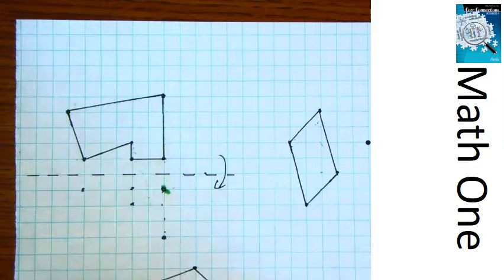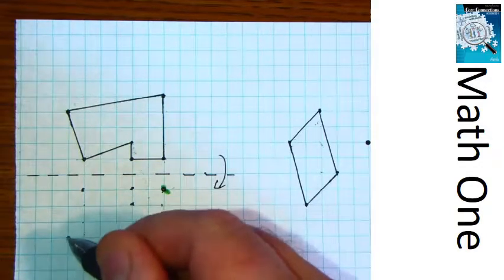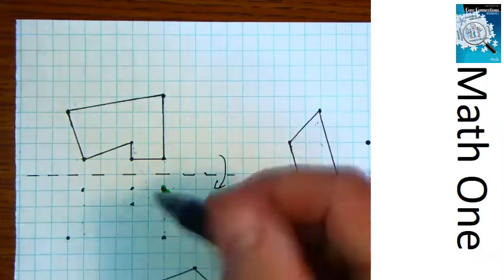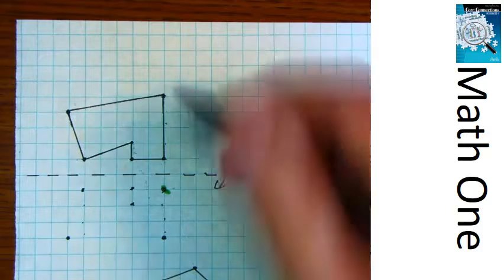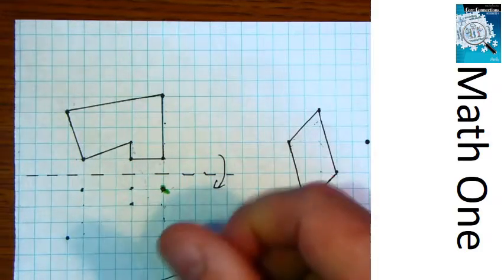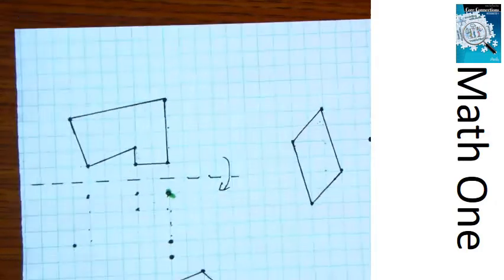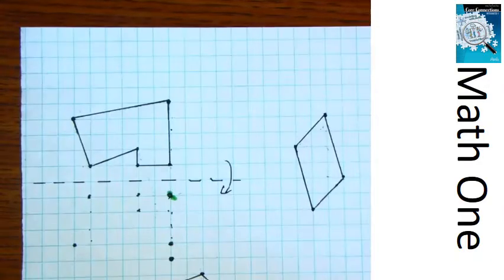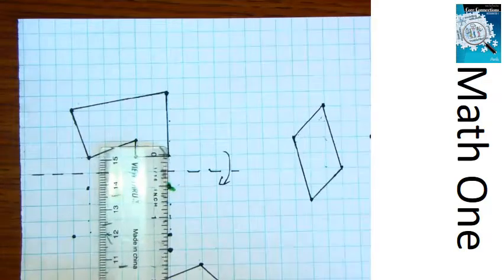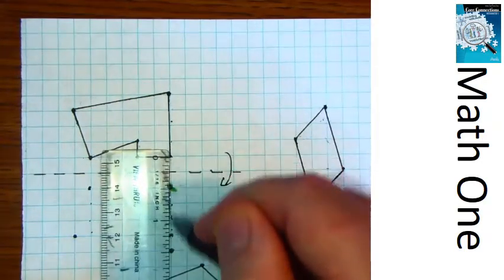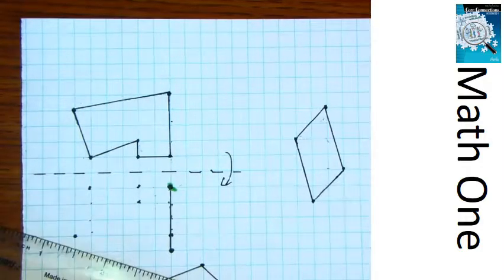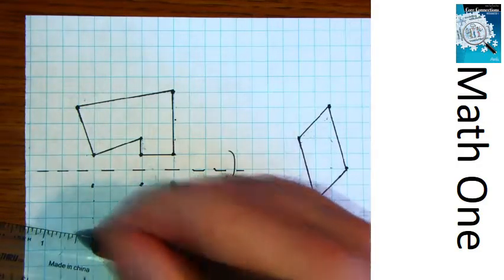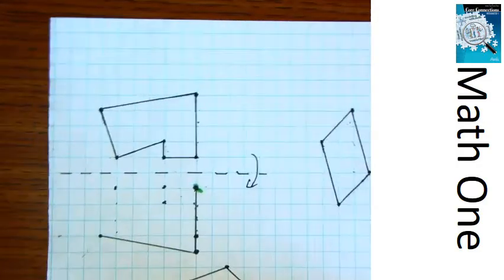And then I'm going to go from here 1, 2, 3, and over 1. Oh, this is this point there. So I can see all of my points, and now you just grab a ruler and connect them, right? So I'll connect these points, and then I'll connect these points, and then let's connect this.